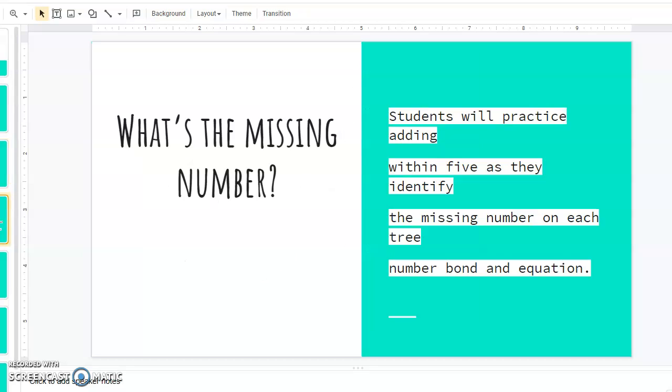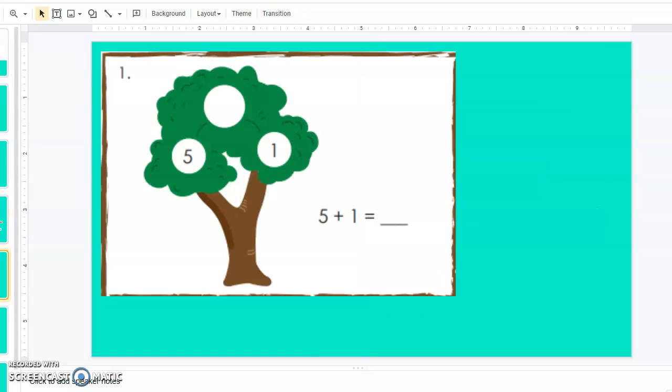In this next activity, it's called What's the Missing Number? So the students are going to practice adding within 5 as they identify what the missing number is on each tree number bond and the equation that it represents.